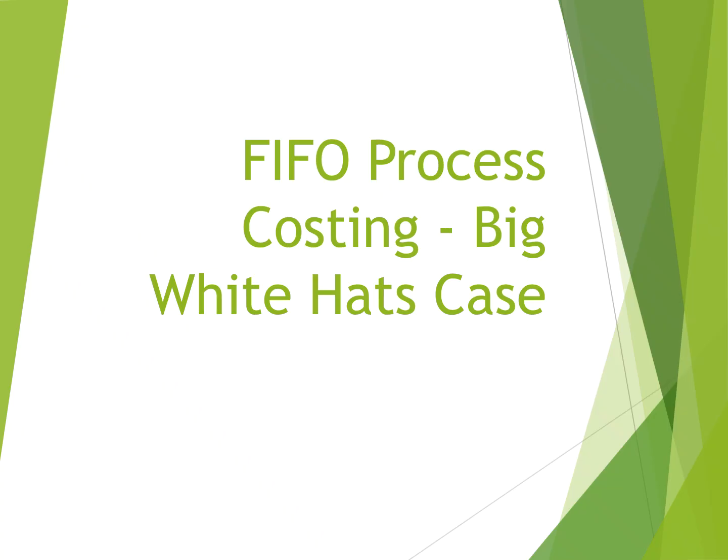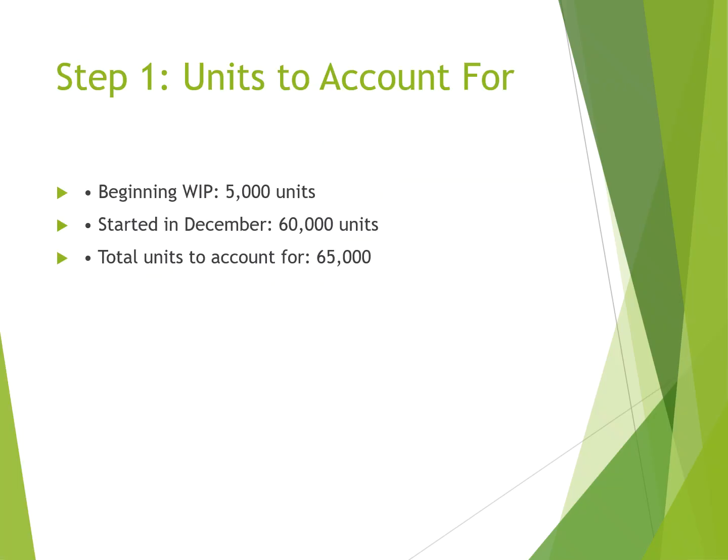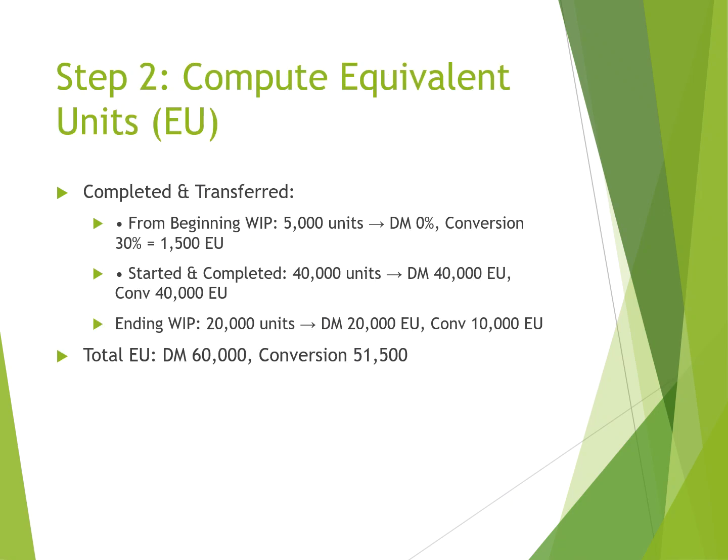Let's get started. In December, we have 3 groups of units. We begin the month with 5,000 units in beginning working process. We start 60,000 new units during the month. So in total, we need to account for 65,000 units. Under FIFO, we only count the work done this period.